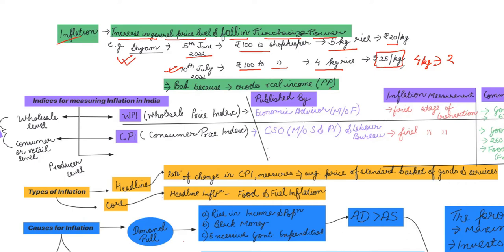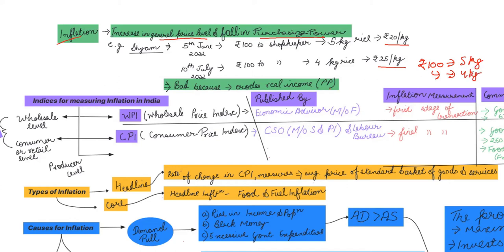So what you have understood from this situation is that, first of all, what is happening because of inflation is a general price level increase. Pehle the price of rice was 20 and now it has become 25. Second, there is a fall in purchasing power of the money. Previously with this 100 rupees, Sham could buy 5 kg of rice, but now with the same 100 rupees, he can only buy 4 kg of rice. So you can see that the real income or the purchasing power of this 100 rupees has fallen or eroded, and this situation is nothing but what we call inflation.